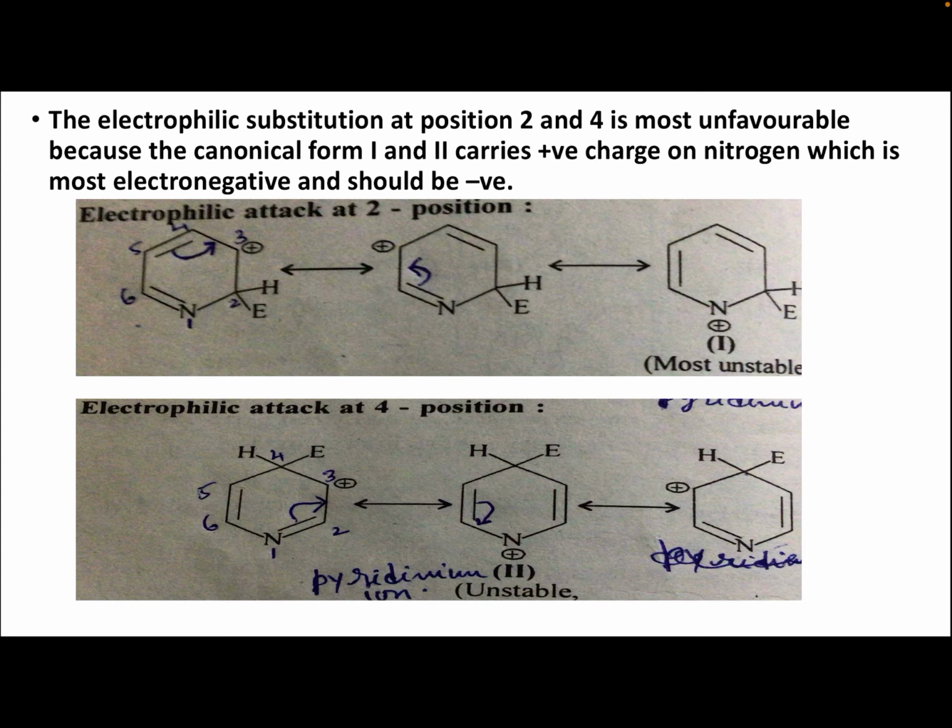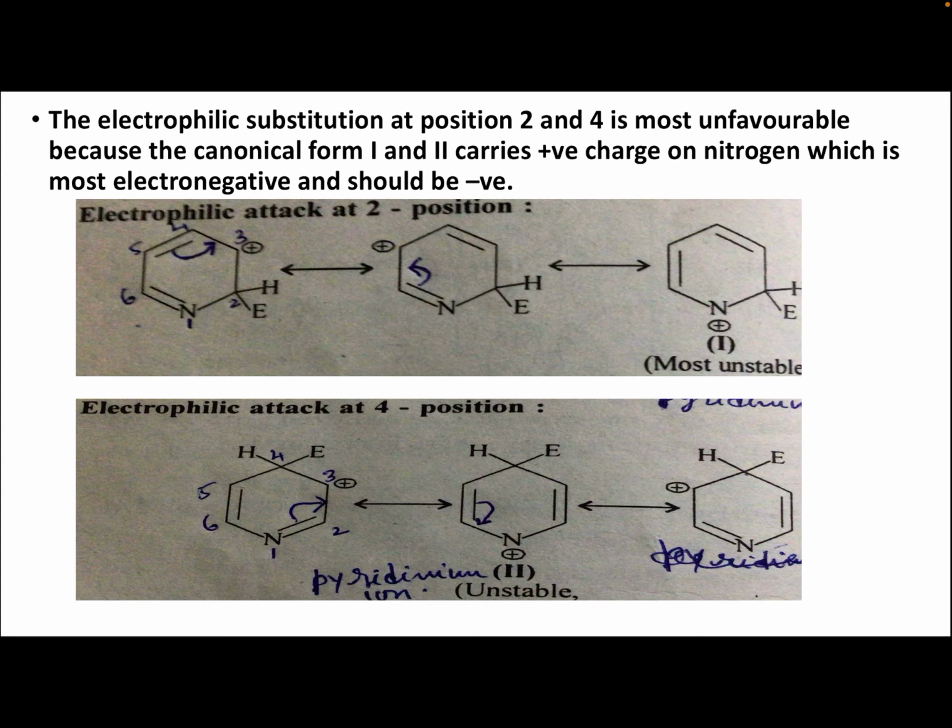The electrophilic substitution at position 2 and 4 is most unfavorable because canonical forms 1 and 2 carry positive charge on nitrogen, which is the most electronegative element and should be negatively charged. So here we are seeing in structure 1 and structure 2, in electrophilic attack at position 2 we are having 1, and in electrophilic attack at 4 position we are having canonical structure 2.